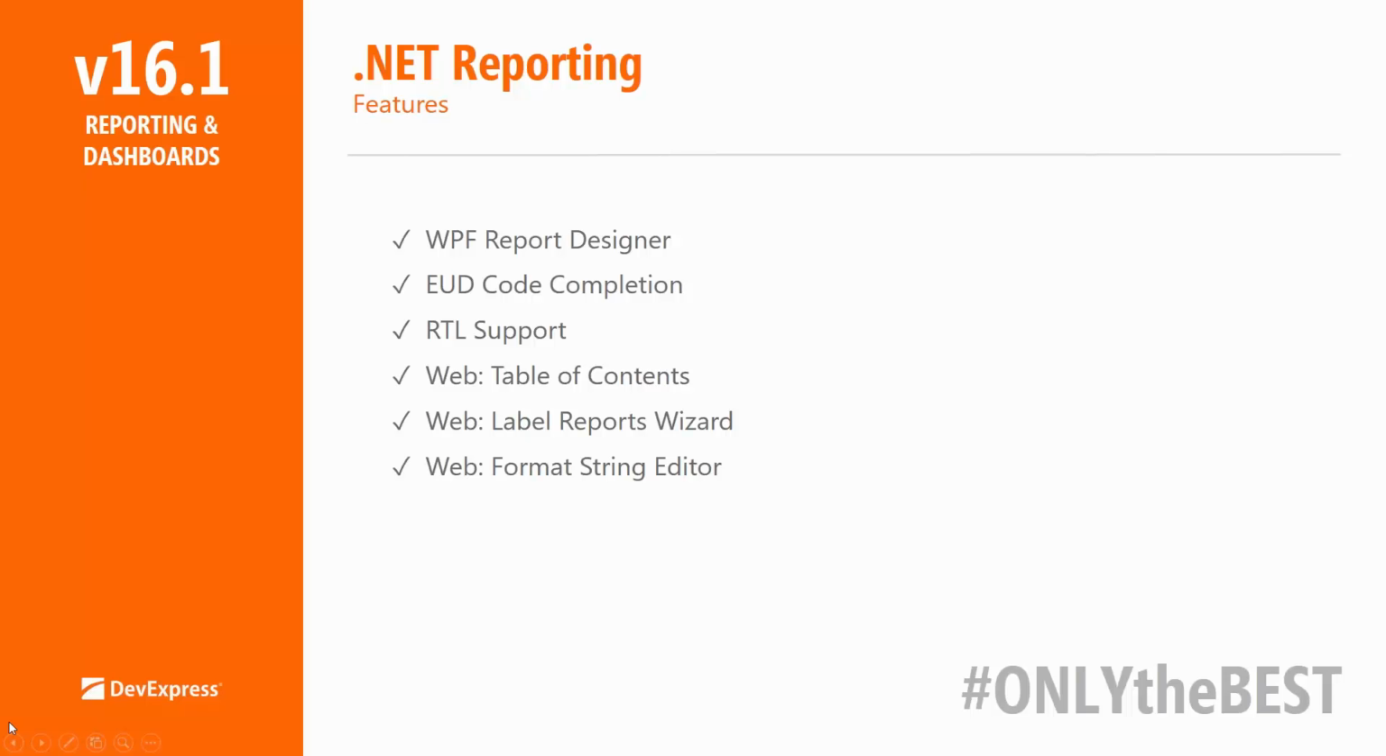And what else have we got? Oh, moving over to the web now. What we have on the web is the ability to have a new control, which is the table of contents control. So you can create your reports and drop a table of contents control on them, and that will generate a table of contents for the report itself. A couple of things I'm going to be showing you are the label reports wizard.